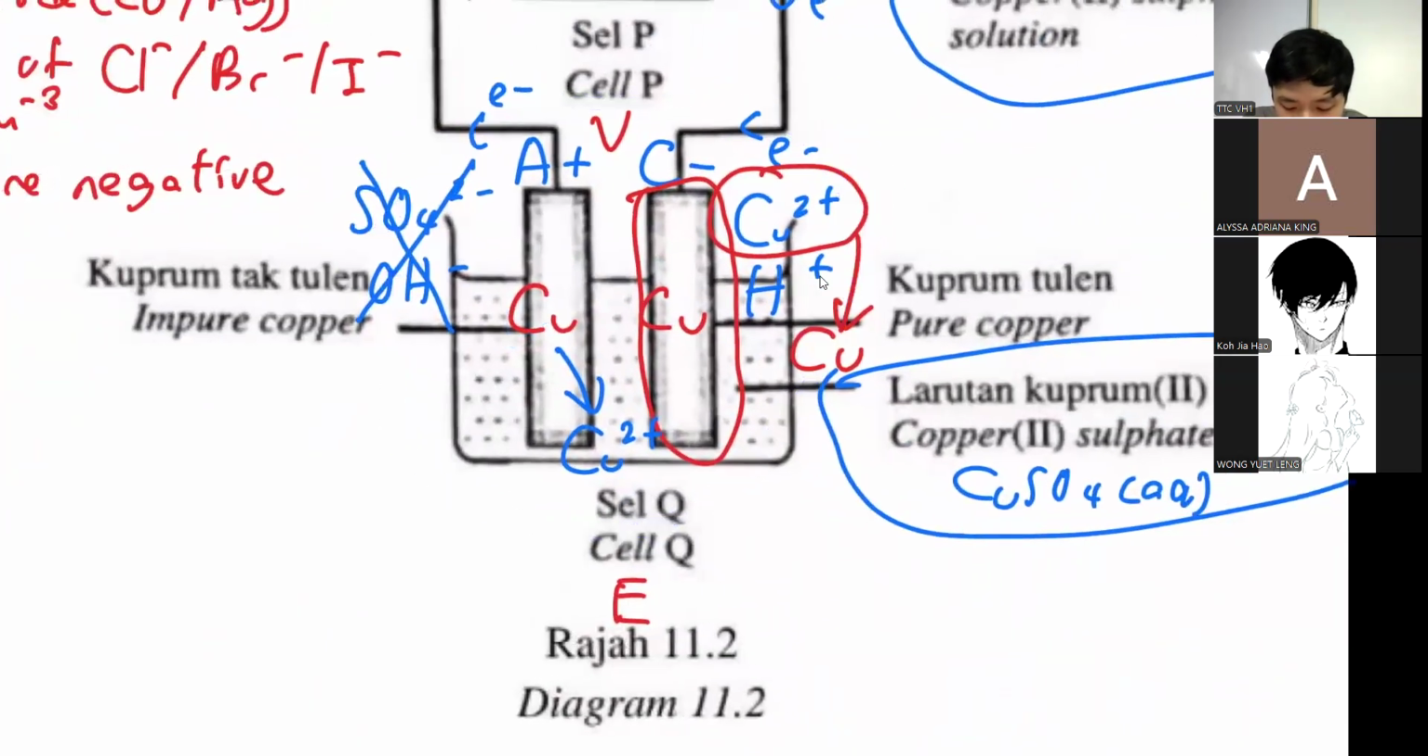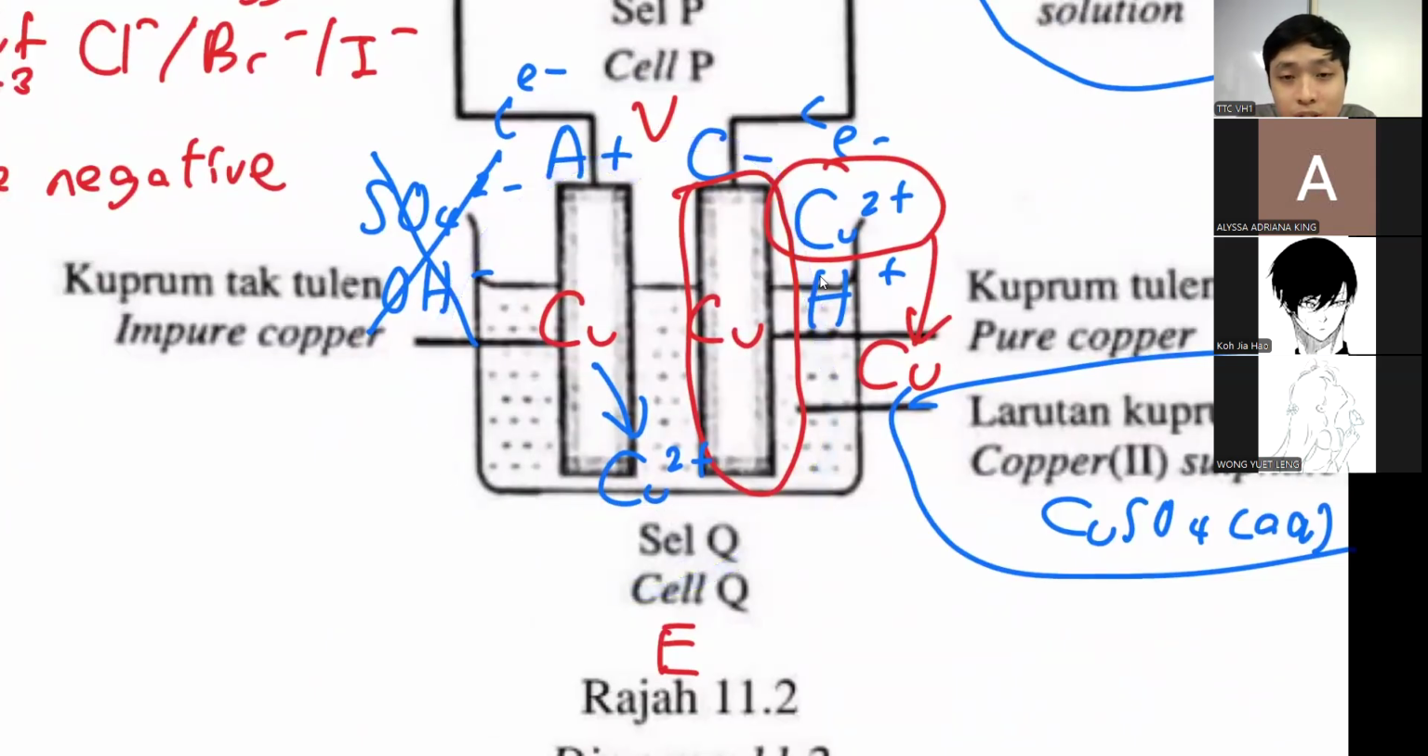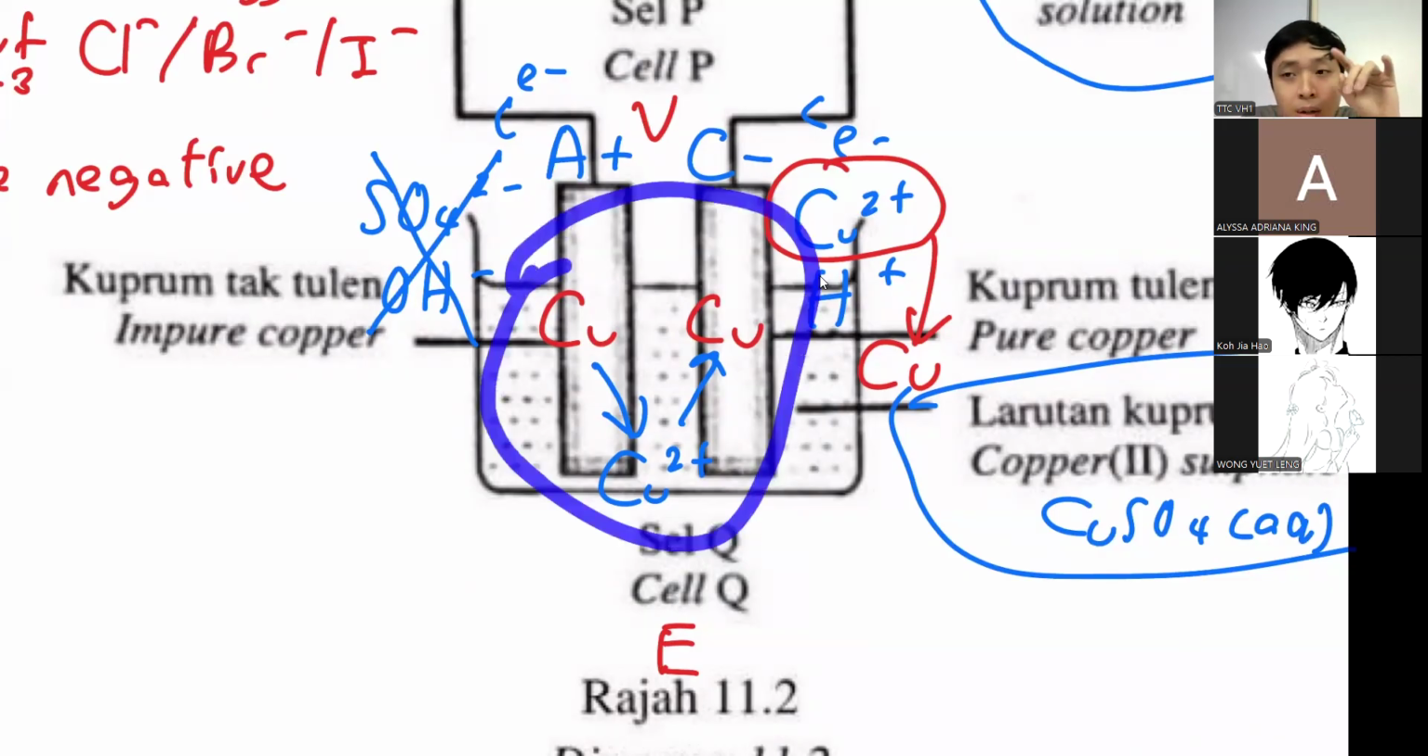How about cell Q? Intensity of blue increases or decreases? No. The answer is no change. So look at this reaction properly. Yeah, for an electrolyte cell like this, it's always no change.